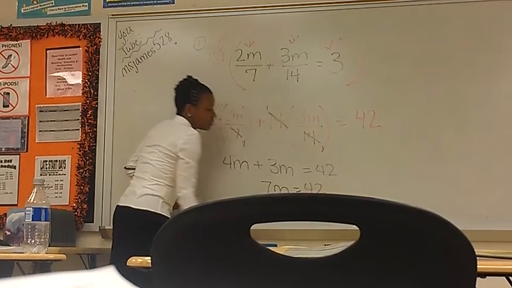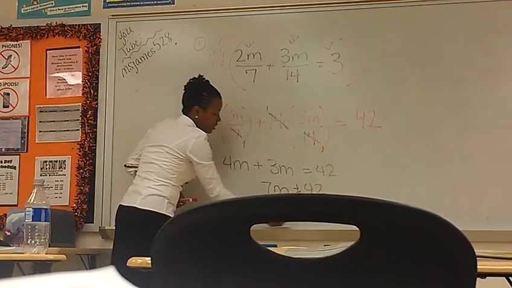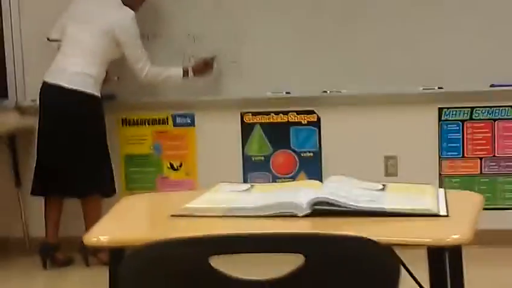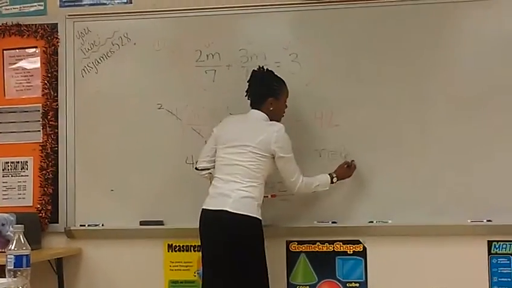Now what do I do? Divide. Woo, you guys are good. Divide by what? 7. Good, good, good. And you get? 6. M equals? 7. No. 6. Yeah, 6.